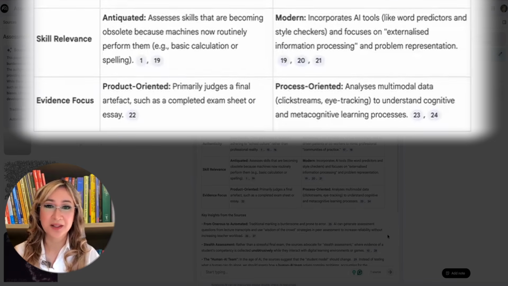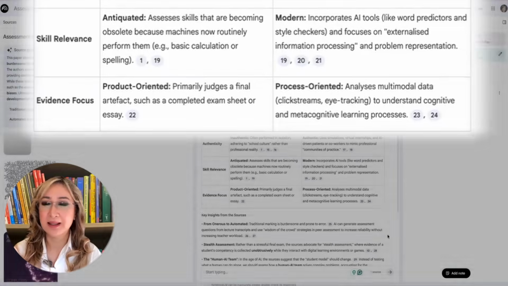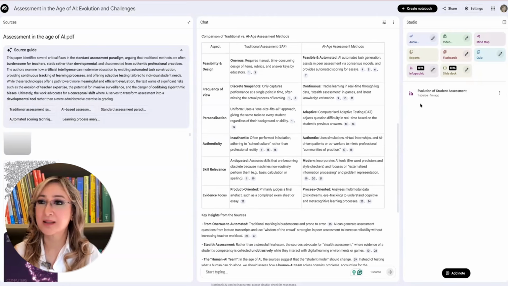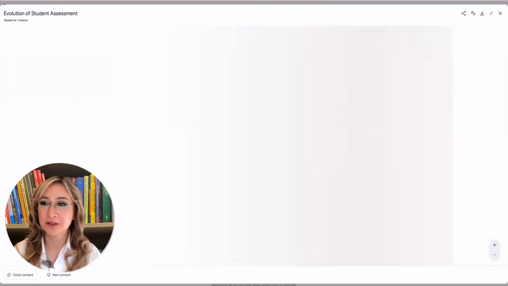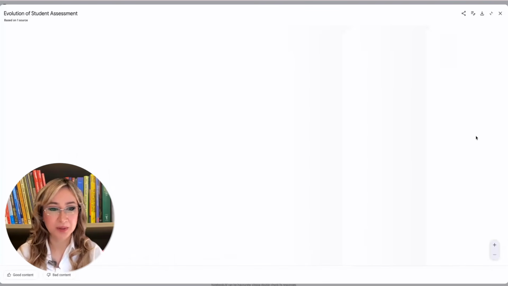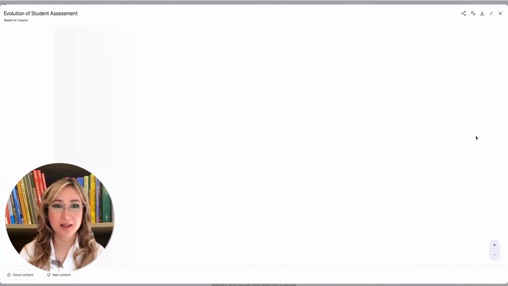Okay, the skill relevance, antiquated, assesses skills that are becoming obsolete because machines are now routinely performing them. And the modern assessment incorporates AI tools. Okay, now I'm not going to read the last one because I can see that the infographic is ready. So let's have a look. I think we'll be able to visually process this information.